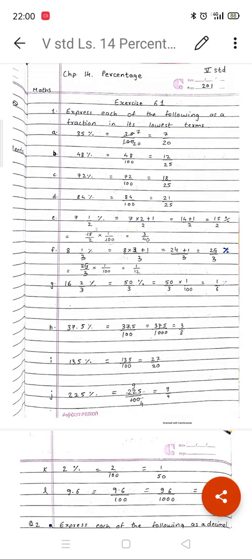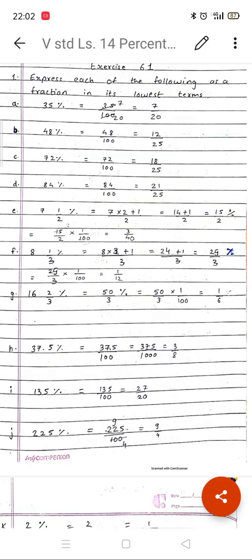Let us see exercise 6.1. Express each of the following as fraction in its lowest terms. A, 35%, that is equals to 35 divided by 100. So, we will convert this into its lowest terms. This will give us the answer, that is 7 divided by 20 or 7 upon 20. Here what we have done is 5 sevens are 35 and 5 20s are 100. This gives us the answer, that is 7 upon 20.